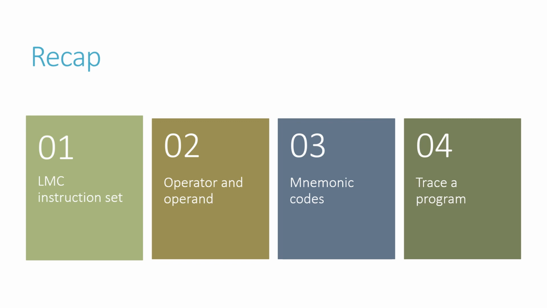So to recap, we looked again at the LMC instruction set, and we saw that every instruction consists of an operator and an operand. We can represent the operators using mnemonic codes, and that's what you'll be expected to remember for the exam. And I showed you how to trace a program by tracing the contents of the program counter, the accumulator, and every data location line by line as the program runs.